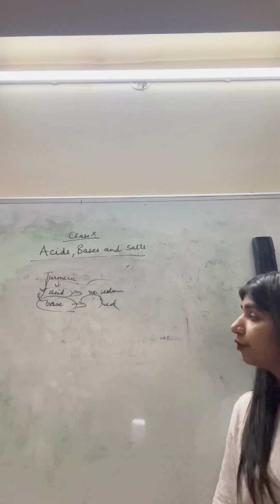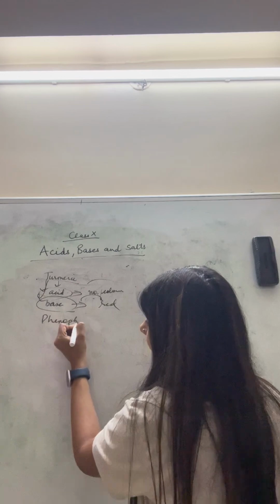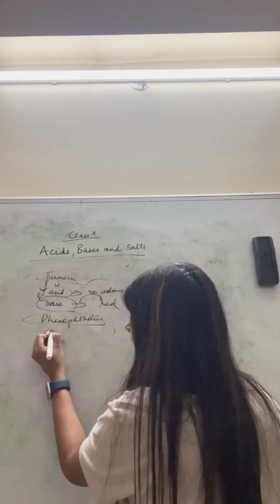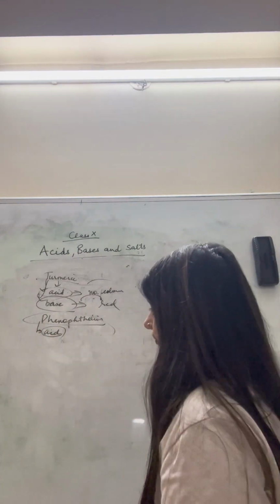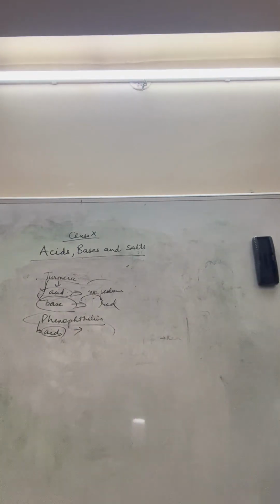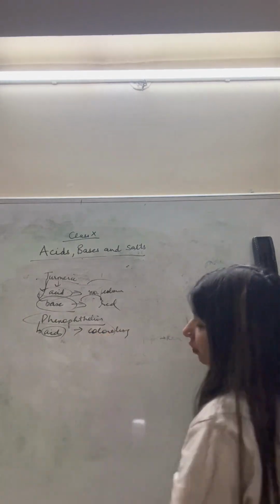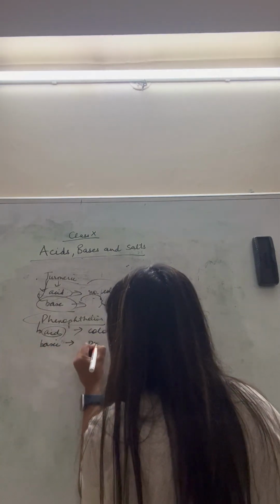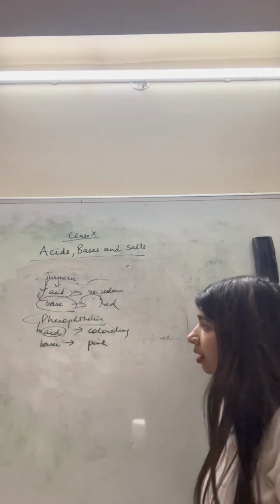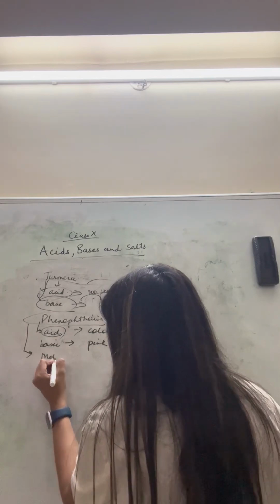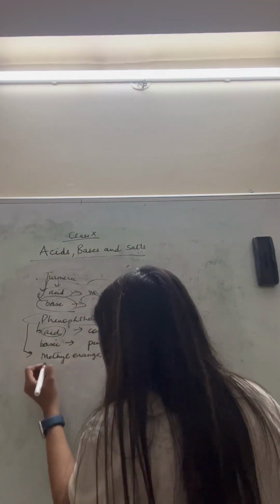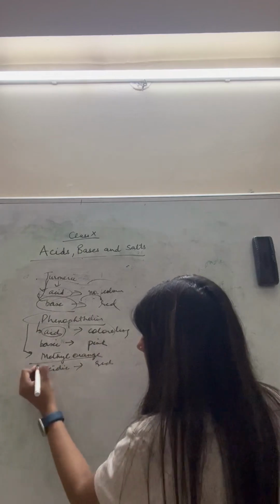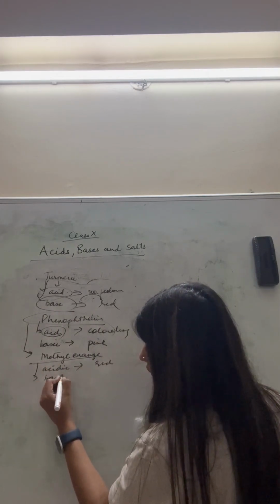Okay, now we will see phenolphthalein as an indicator. This is an organic indicator. If we add phenolphthalein to an acidic solution, the solution will become colorless. While if we add phenolphthalein to a basic solution, the solution will turn pink in color. And if we see methyl orange as an indicator, if we add methyl orange to an acidic solution, the solution will become red, while in a basic solution, the solution will become yellow.